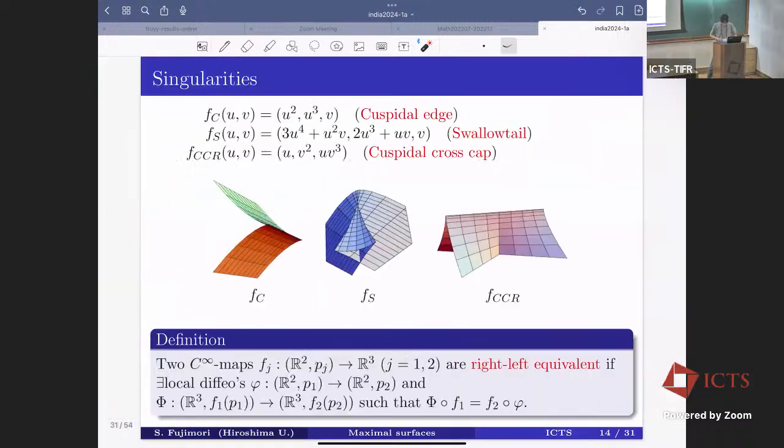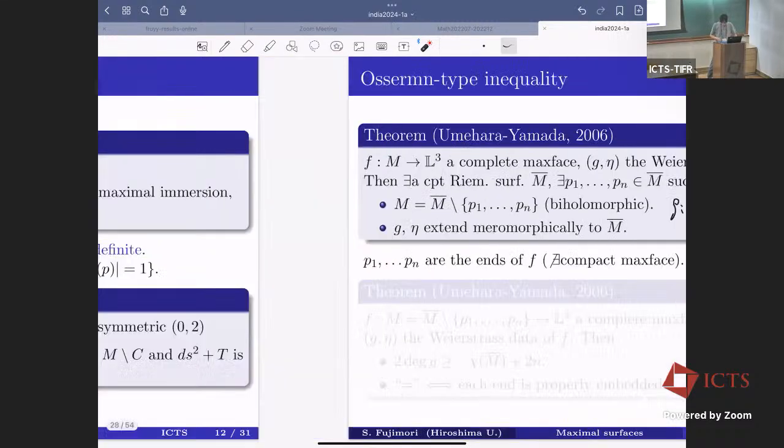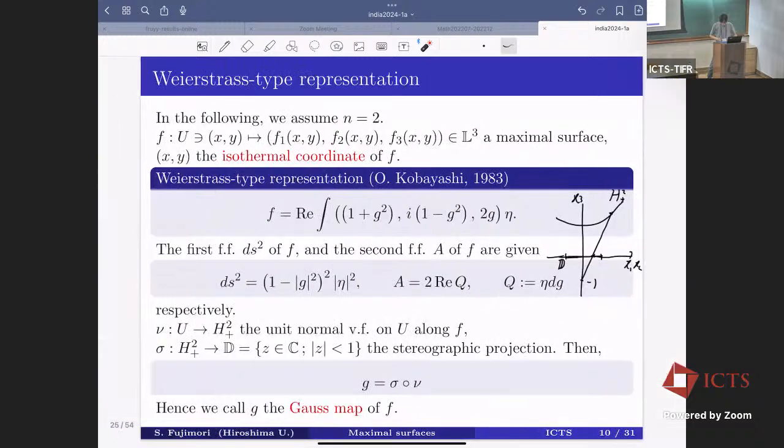And yeah, you see for the maximal surface, we have this representation. And if we take the imaginary part here, we also have a maximal surface. And this is called the dual, the conjugate maximal surface of F. Okay, if we take the imaginary part here.